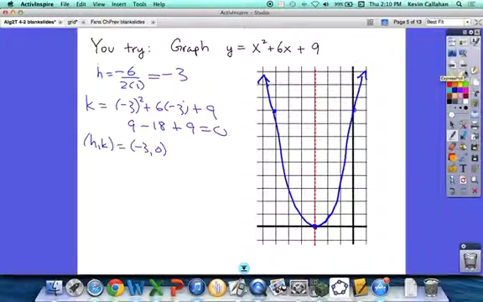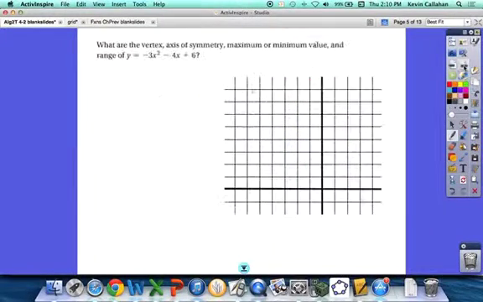Okay, so that's one thing. One set of homework problems will be just like that. You know, sketch the graph, find the vertex, put the axis of symmetry, probably use the y-intercept to be a point, and then use symmetry to make the other point.